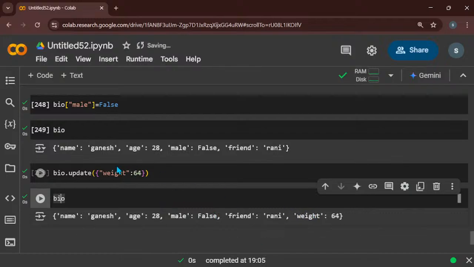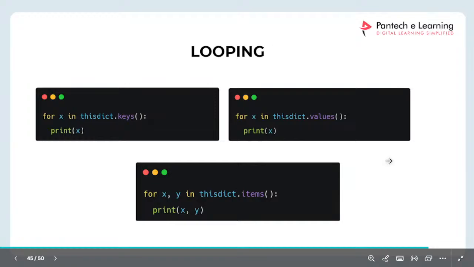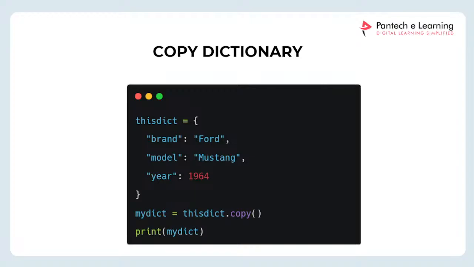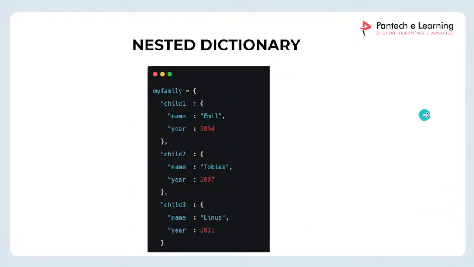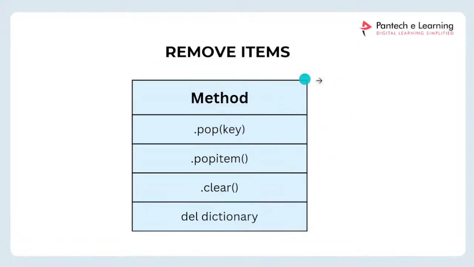So now the weight has been added. The update function is used for adding new key-value pairs to our dictionary. So the next one, copy dictionary. Copy you already know. We pass our original name and we get the copy. A nested dictionary is used to create another dictionary from an inner dictionary. Removing items is done in a similar way. Update is used for adding a value at the end of the dictionary. So removing an item is the same.